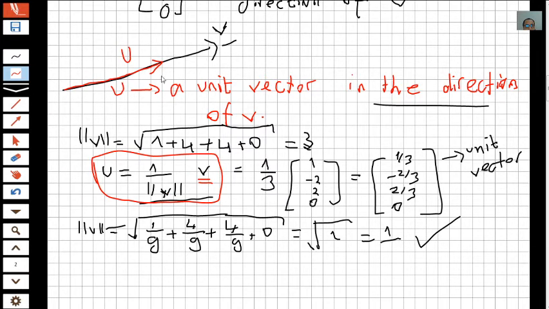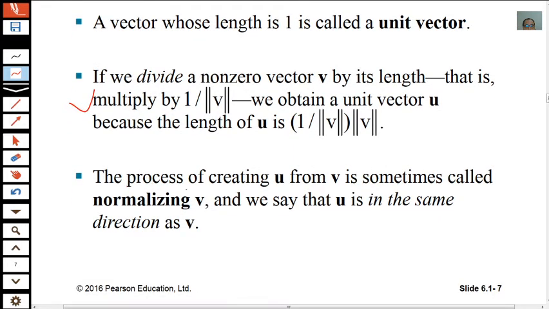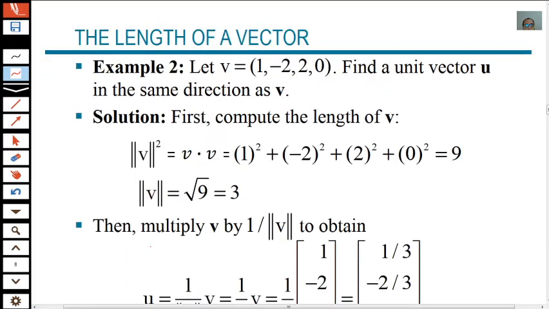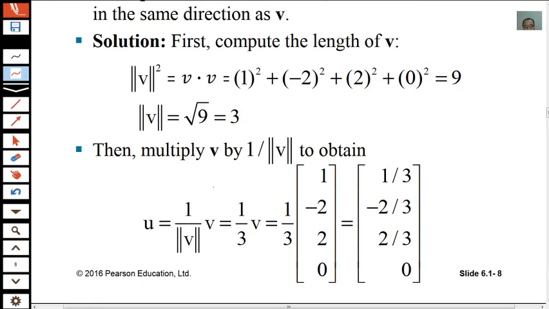Okay, and you see the formula here. The process of creating u from v, namely a unit vector in the direction of v, is sometimes called normalizing v, and we say that u is in the same direction as v. You see the example here. We solved this one.